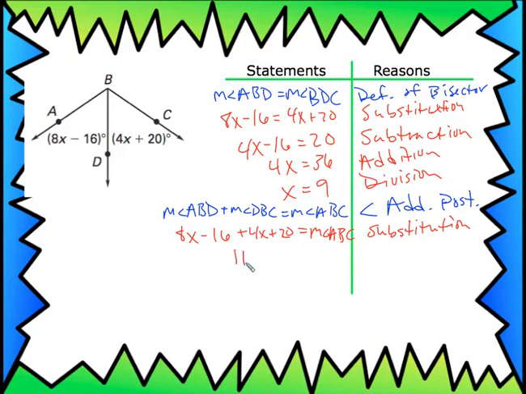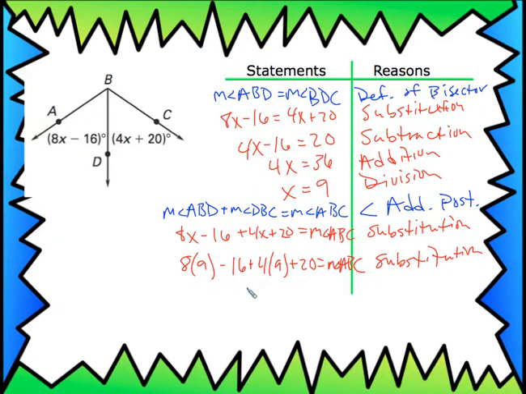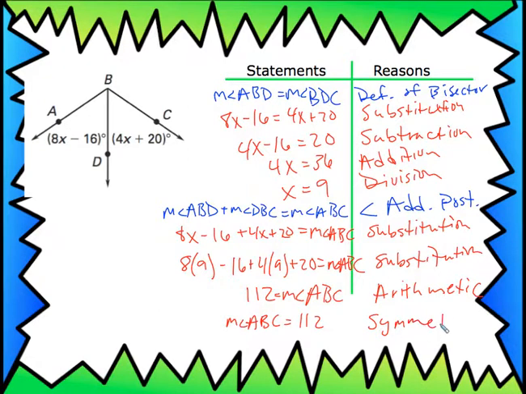Okay, so then we get 112 for the measure of angle ABC, and that's arithmetic. Oh wait, whoa, sorry. I forgot a step. First I have to actually plug in the 9 for x. And then I can get 112. That's substitution again. Then we get 112 for the measure of angle ABC. That's arithmetic. Then we got to flip it around, and you get the measure of angle ABC equals 112, and that is symmetric property.